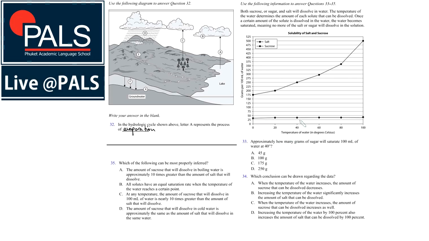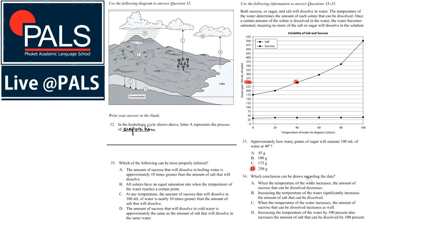So approximately how many grams of sugar will saturate 100 milliliters of water at 40 degrees Celsius? Okay, this already shows grams per 100 milliliters of water here. So we just look at 40 degrees Celsius. You can see that is this point, and that is 250 grams in 100 milliliters of water. So here and here. And that should be answer D, therefore.